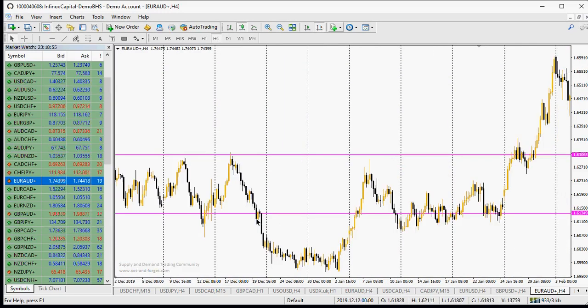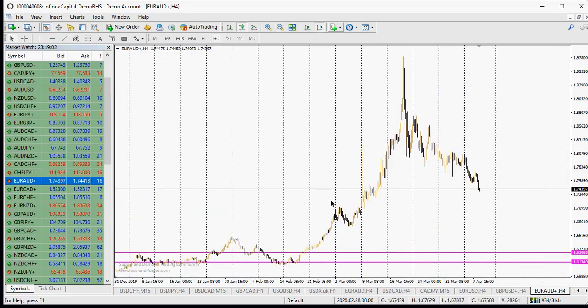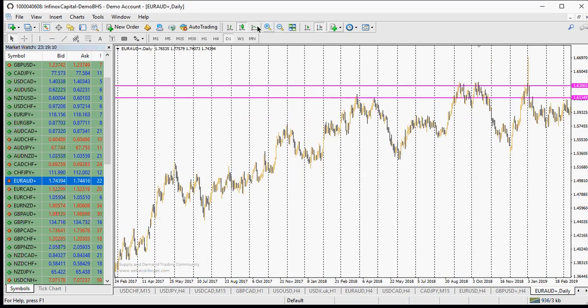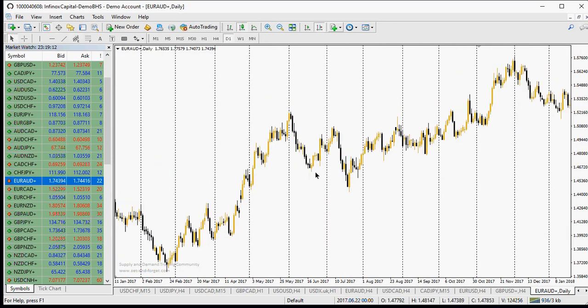Let me see. This is another form of inverse head and shoulder. Right here. Okay. Let me bring it. I just want you to understand the concept of head and shoulder.